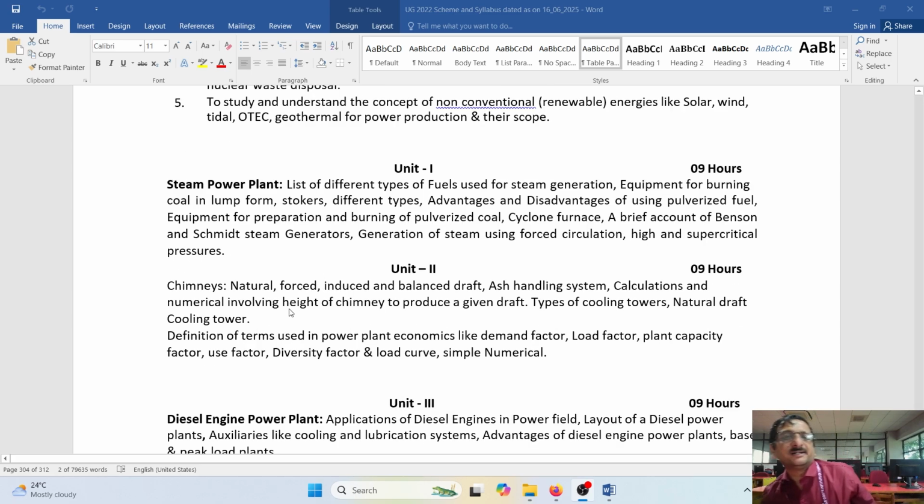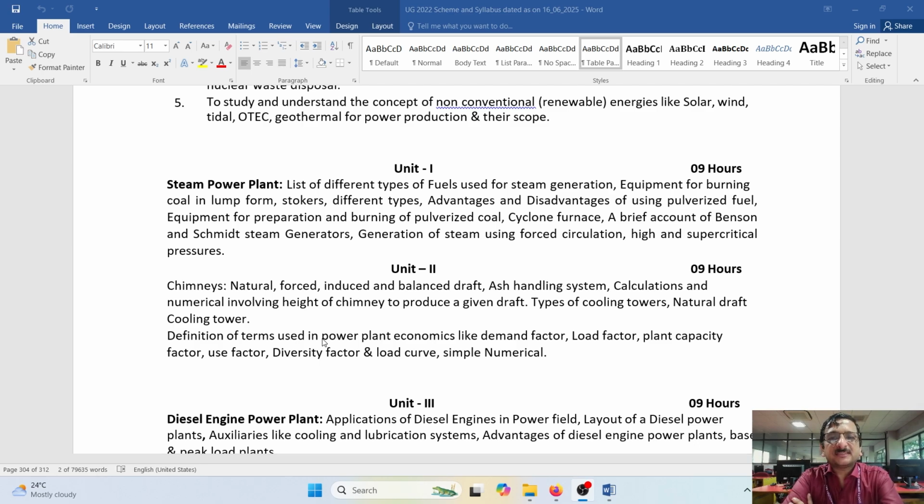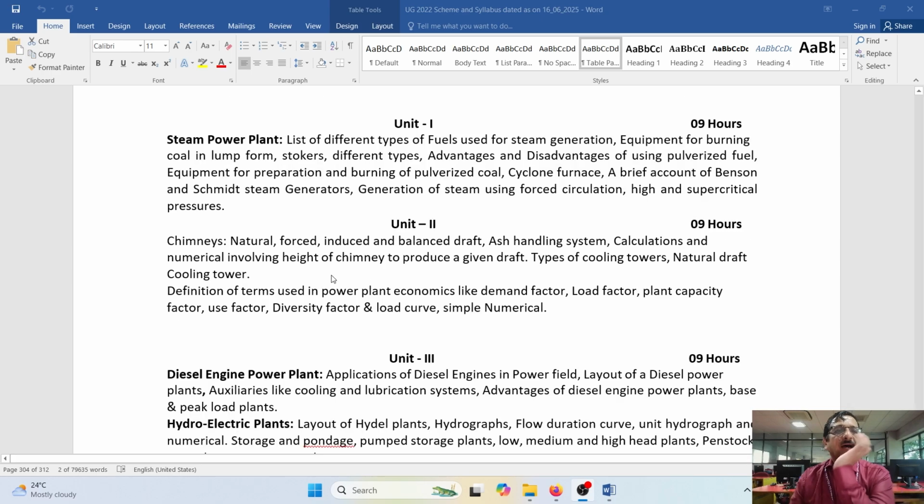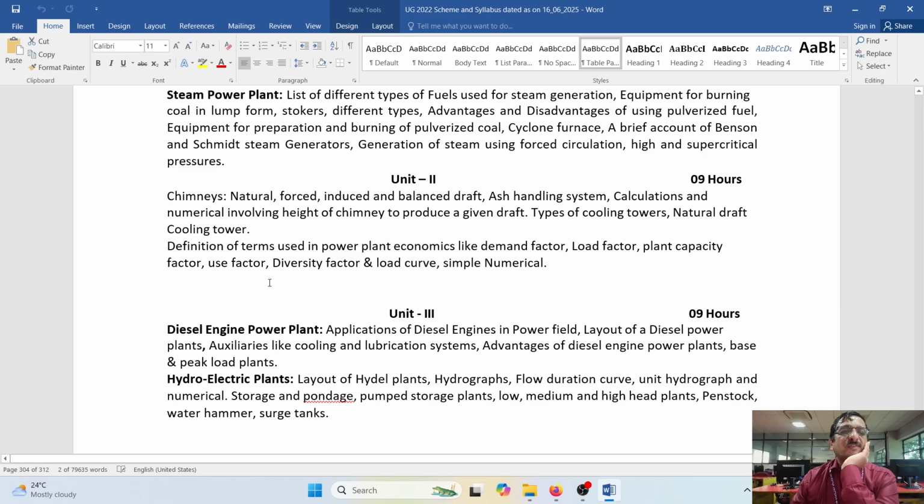Whereas in the second unit, we'll be studying chimneys, natural, forced, induced and balanced draft, ash handling systems, calculations and numericals involving the height of the chimney to produce a given draft, types of cooling towers, natural draft cooling tower, and definitions of the terms used for power plant economics, such as demand factor, load factor, plant capacity factor, use factor, diversity factor, and load curve, and simple numericals on that. The second part deals with plant economics, how the fares and tariffs are fixed.